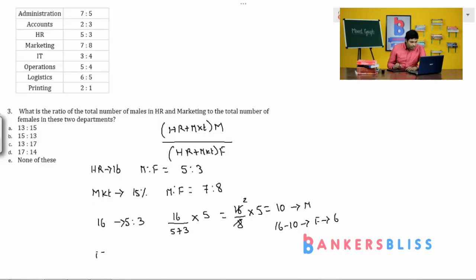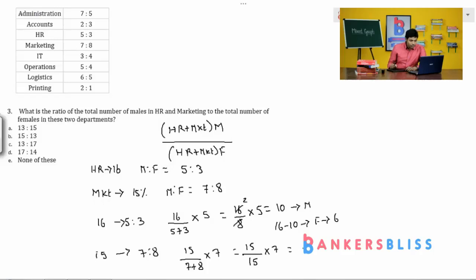Like that you calculate for marketing also. So marketing forms 15%, that has to be divided in the ratio 7 is to 8. So 15 by 7 plus 8 into 7, which is equal to 15 by 15, 15 into 7.